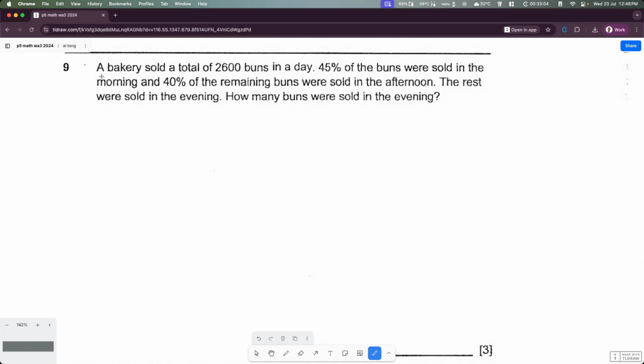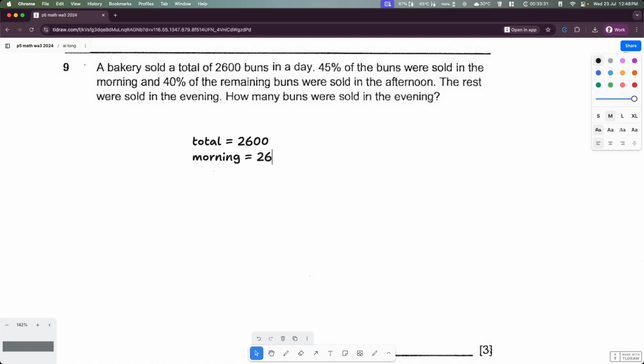Question 9. A bakery sold a total of 2,600 buns in a day. 45% of the buns were sold in the morning, and 40% of the remaining buns were sold in the afternoon. The rest were sold in the evening. How many buns were sold in the evening? Okay, so we know that we have a total of 2,600 buns. Okay, and then 45% were sold in the morning. So morning is equal to 2,600 multiplied by 45%, right?